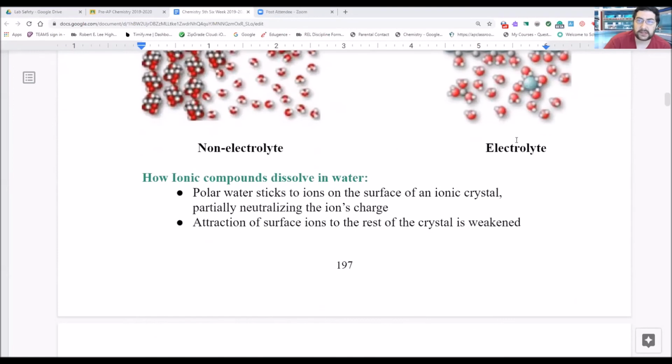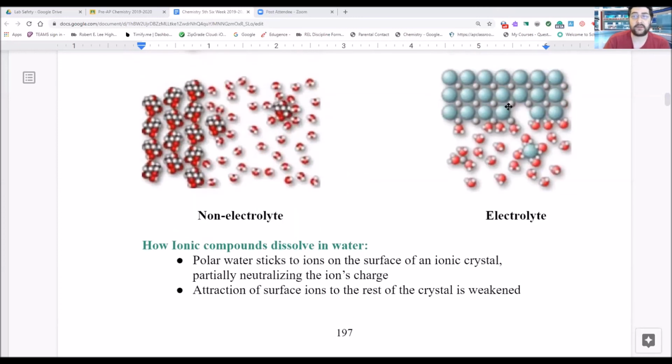We talked about electrolytes and non-electrolytes. Okay, we said that electrolytes are a substance that can conduct electricity, and the reason that it can conduct electricity is because it can allow for the flow of electrons. The only way that it could do that is if it was a charged substance, meaning that it's got ions dissolved in the solution. And the way that we get ions to dissolve in the solution is that it has to be soluble.